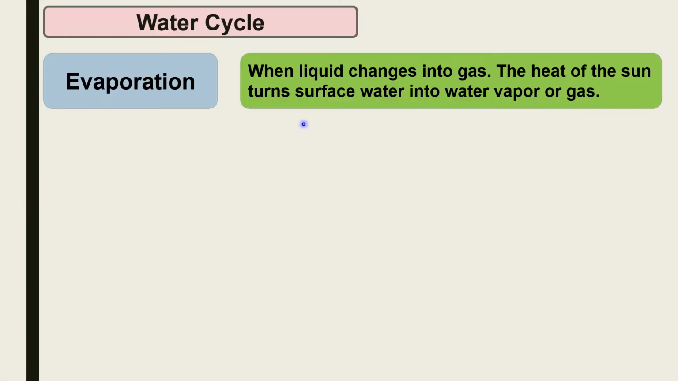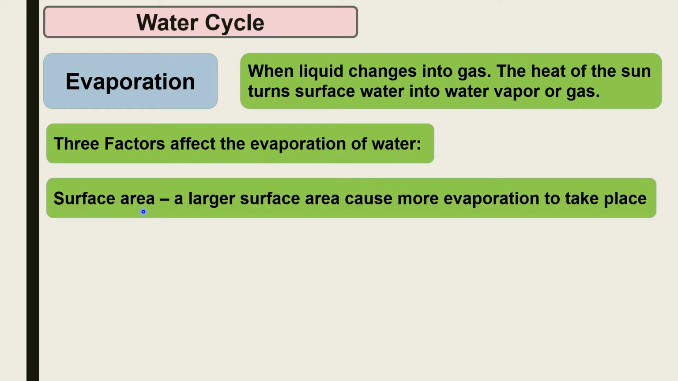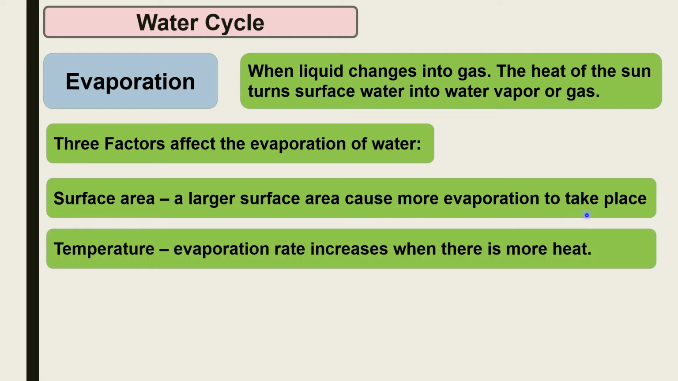next, evaporation. When liquid changes into gas, the heat of the sun turns surface water into water vapor or gas. Three factors affect the evaporation of water. Surface area: a larger surface area causes more evaporation to take place. Temperature: the evaporation rate increases when there is more heat. Movement of air: a good example is when our clothes dry faster because air movement makes evaporation faster.